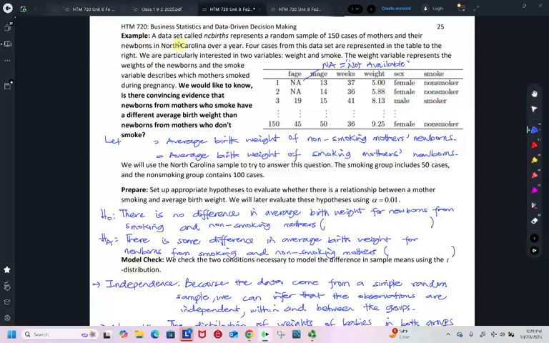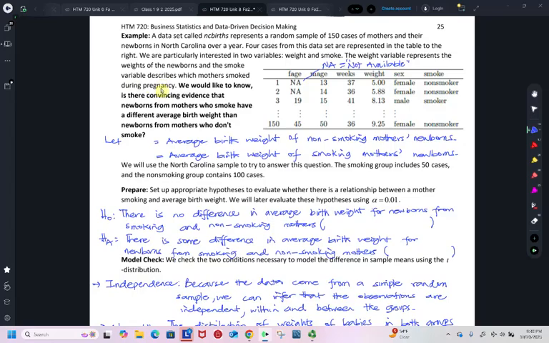In this example, we have a data set called NCBirths, which represents a random sample of 150 cases of mothers and their newborns in North Carolina over a year. Four cases from this data set are represented in the table to the right, and we are particularly interested in two variables: weight, and then smoke. Does the mother smoke or not? The weight variable represents the weights of the newborns, and the smoke variable describes whether or not the mother smoked during pregnancy.